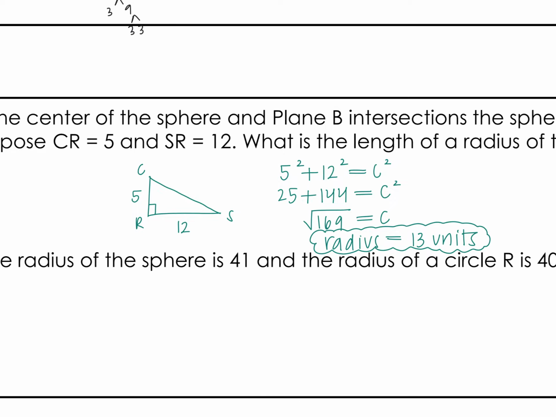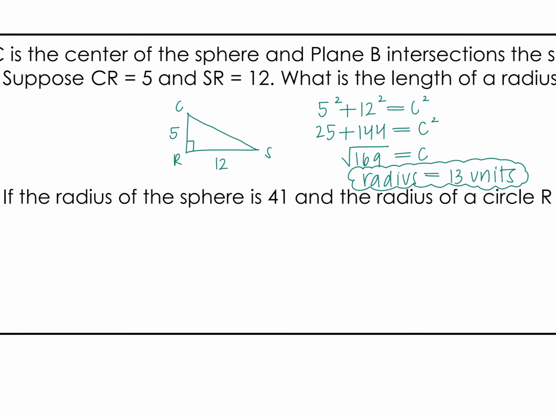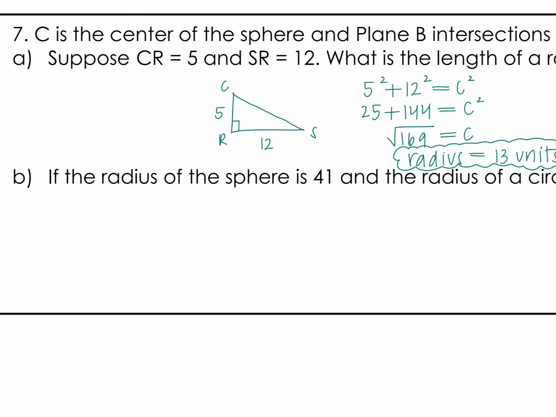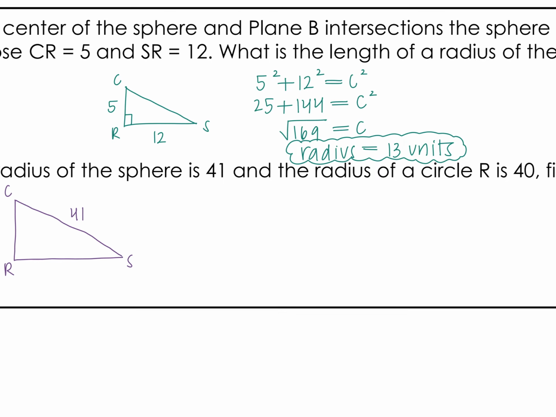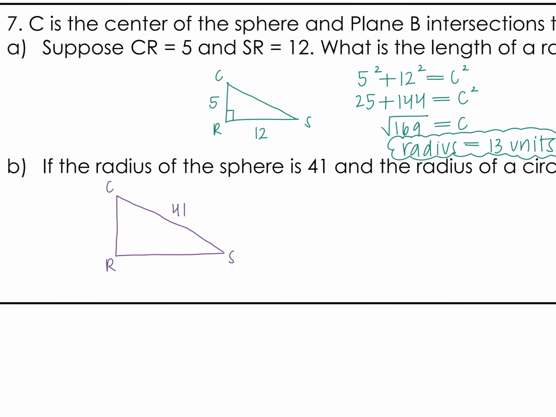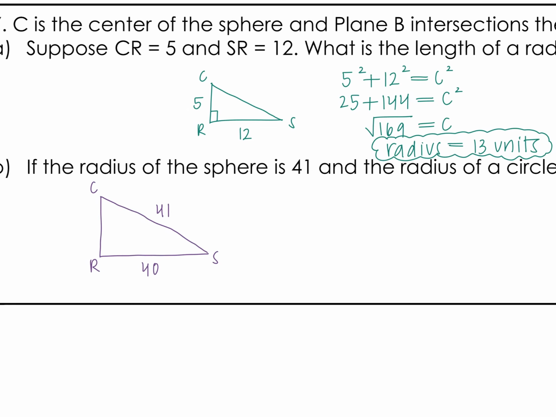All right, now let's look at part B, which is pretty much the same thing. They're just giving us different lengths. We have if the radius of the sphere is 41, so let me redraw. And the radius of the sphere was that CS, so that's going to be 41. And the radius of circle R is 40, which is going to be this length here from R to S, since R was the center of that circle and S was the point on the sphere. We want to find CR.